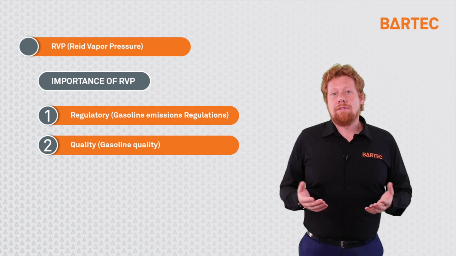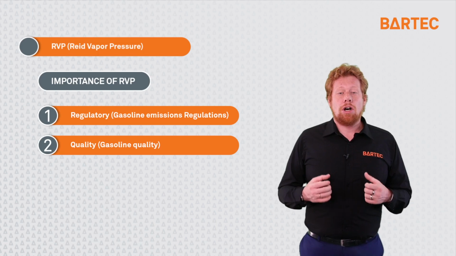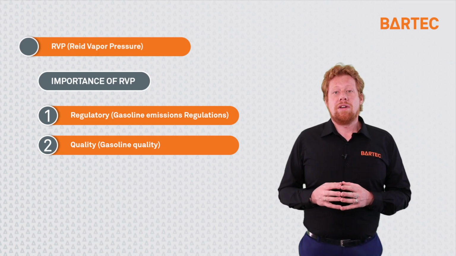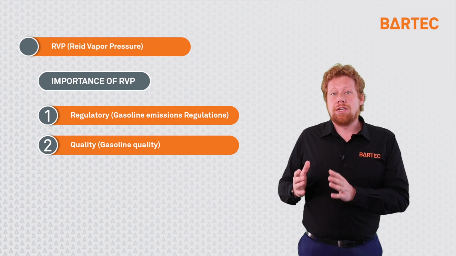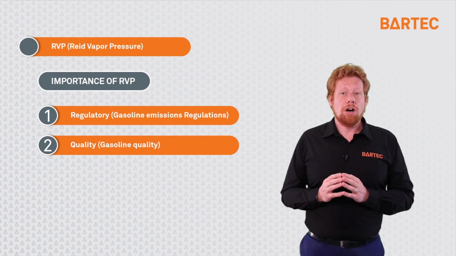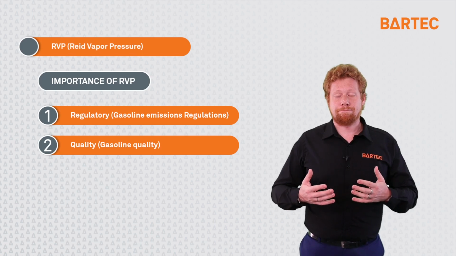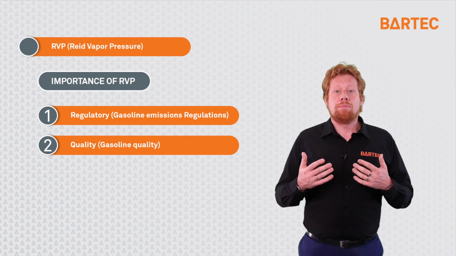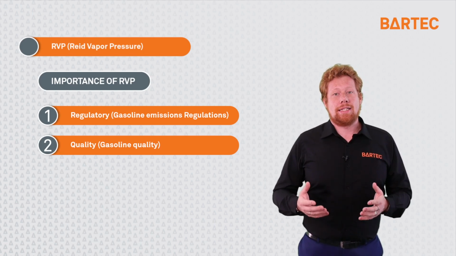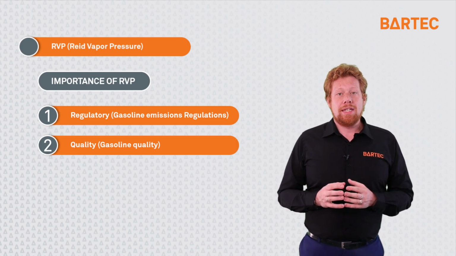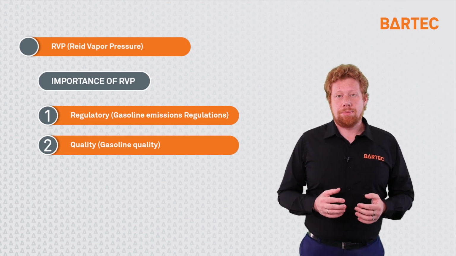The second reason is quality. If we take the example of gasoline again, engines are designed to run with a gasoline of a certain RVP. So if the RVP of the gasoline is not properly set or properly prepared, the engine does not run as expected. So RVP is also a quality measurement.